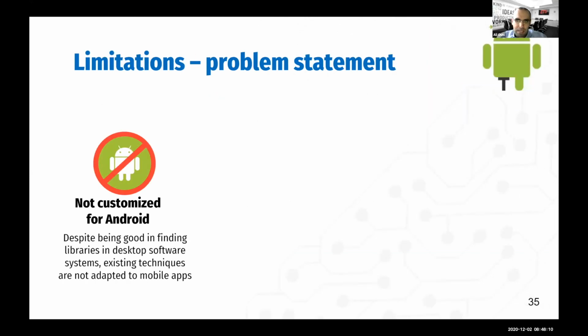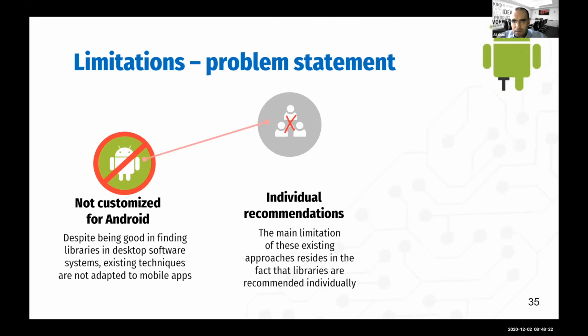So while they have shown relatively good performance in recommending libraries, they are not directly applied in the context of mobile apps, and in particular for Android. In addition, one of the limitations is that existing approaches mostly recommend individual libraries, while providing little attention to the innate relationship among Android libraries that need to be recommended together, like combined recommendations.